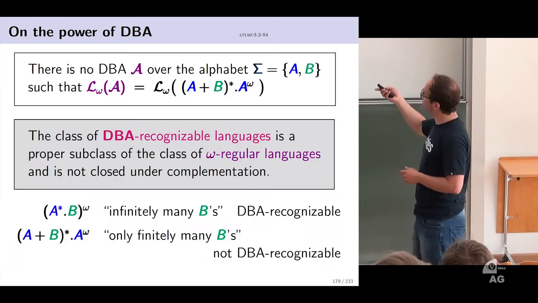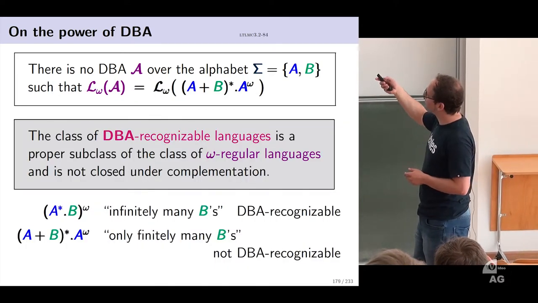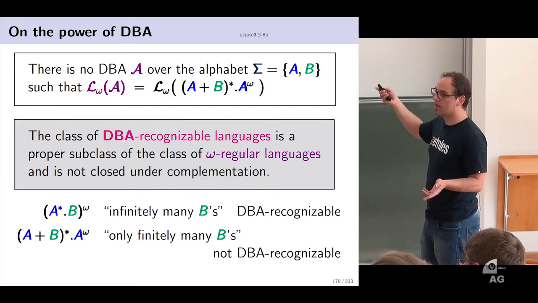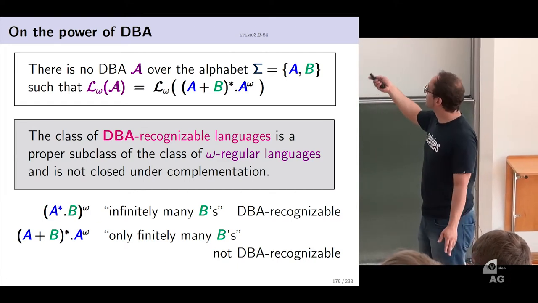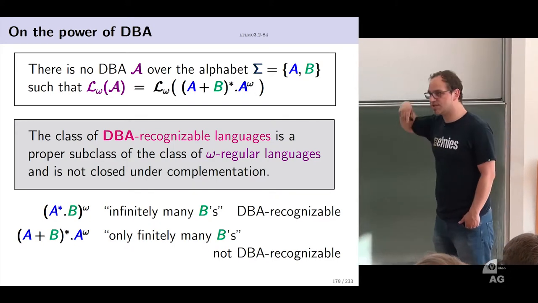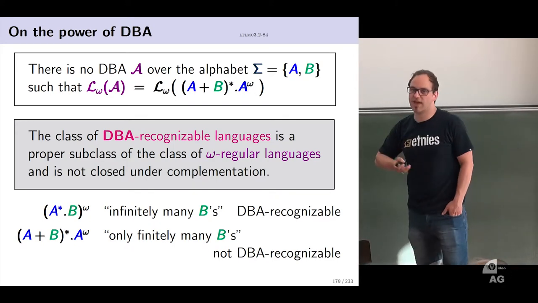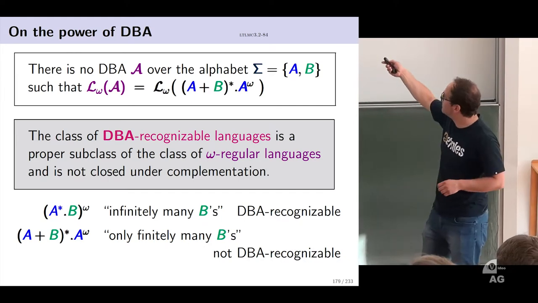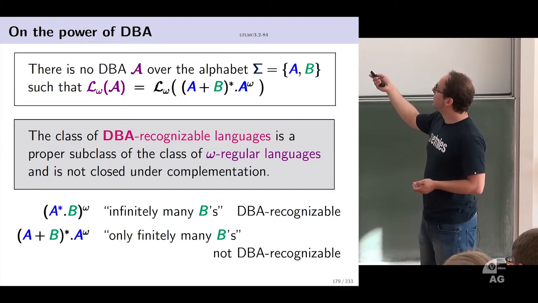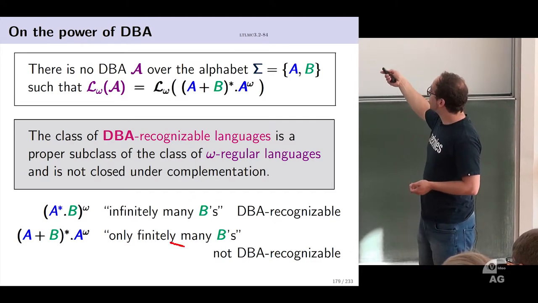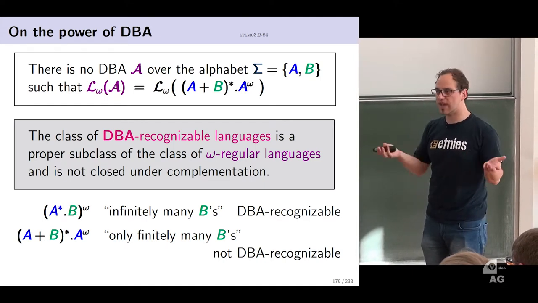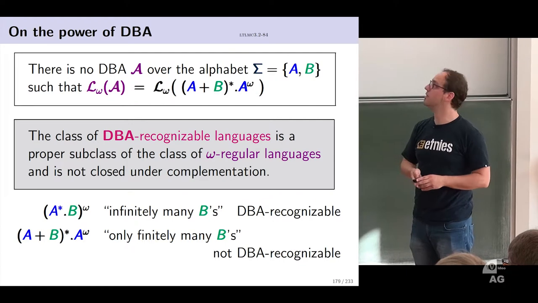I mean, we directly get this because we had the DBA for infinitely many Bs. But if you would complement this, you will get the language only finitely many Bs, and we just saw that this is not DBA recognizable. We just proved, not with the Bs, but for a very similar language, it's not DBA recognizable. And for this one, we have a DBA. For this one, you can prove there is none. It means the DBA recognizable languages cannot be closed under complementation.